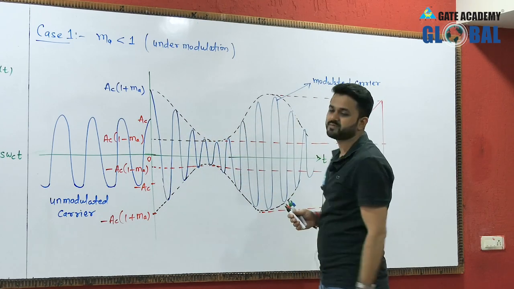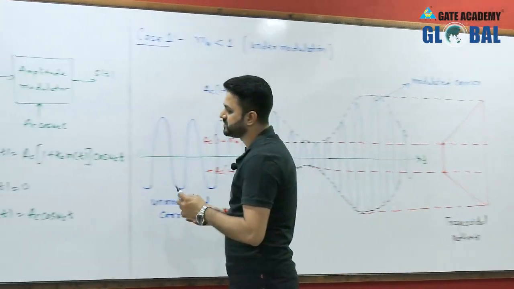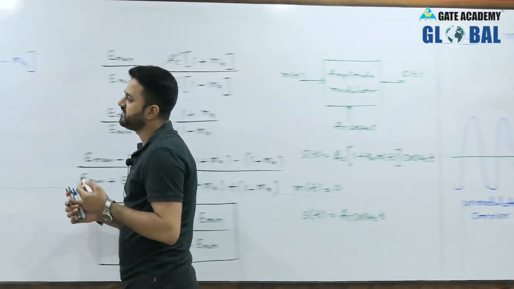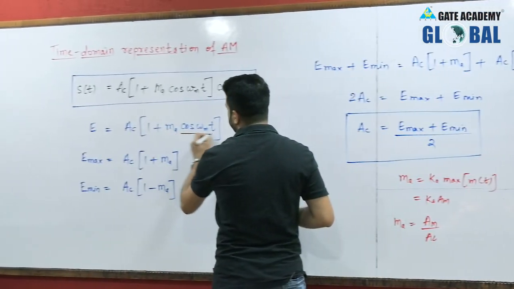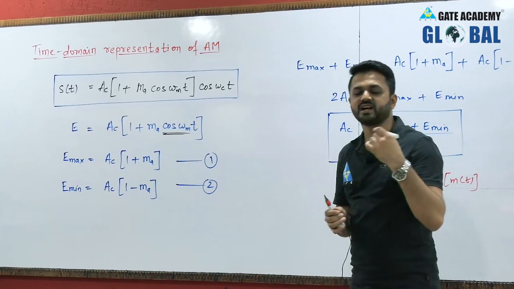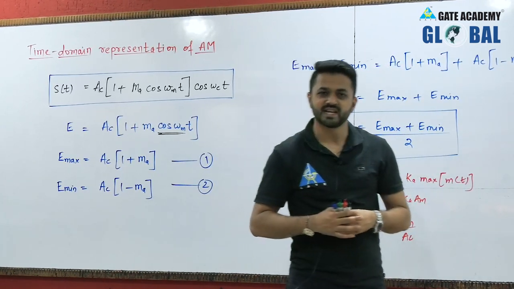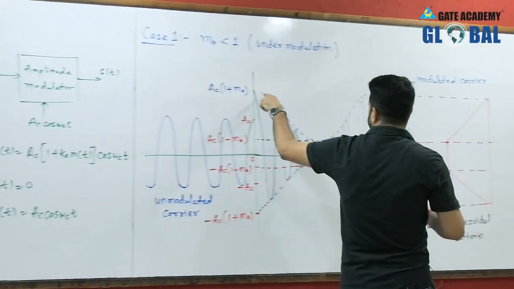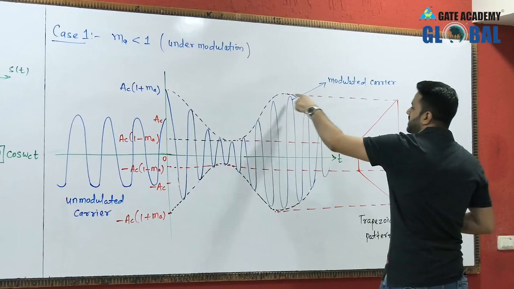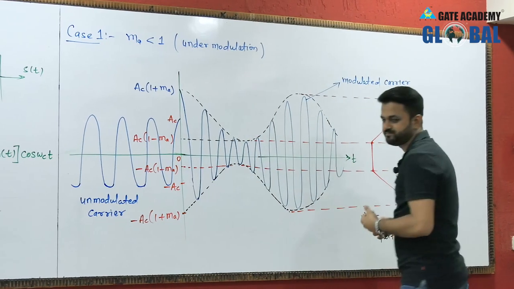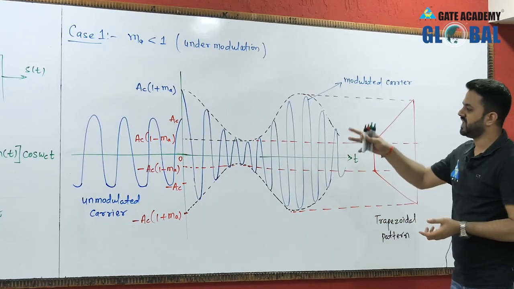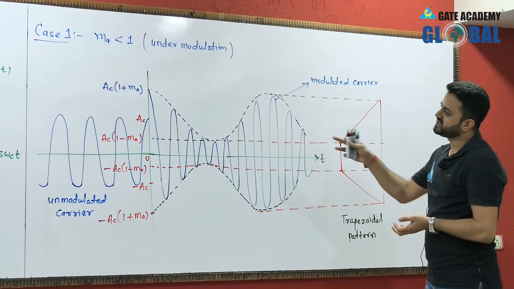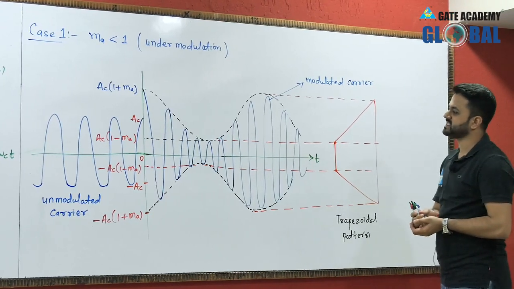because it shows our message signal, as we have assumed our message signal to be a cosine wave. That's why, after connecting the peak values of the modulated carrier, we are getting the cosine wave. So when I connect the peak values of the envelope, I am getting a cosine wave. It shows that the envelope has the message signal. And this is the case when the modulation index is less than 1.